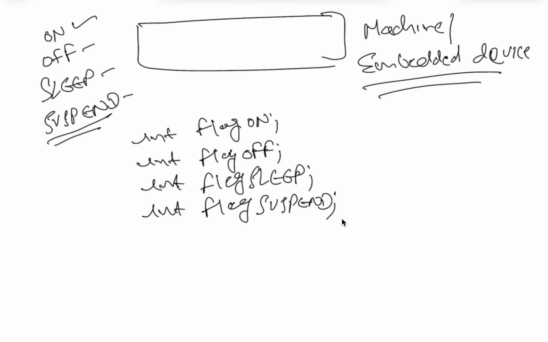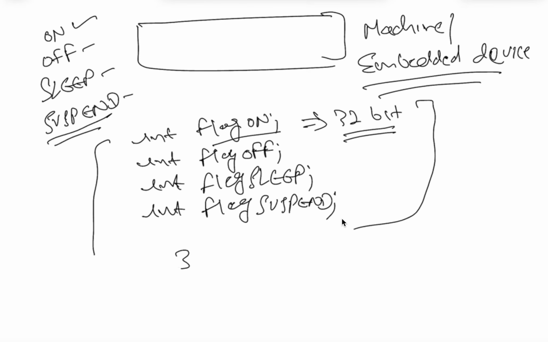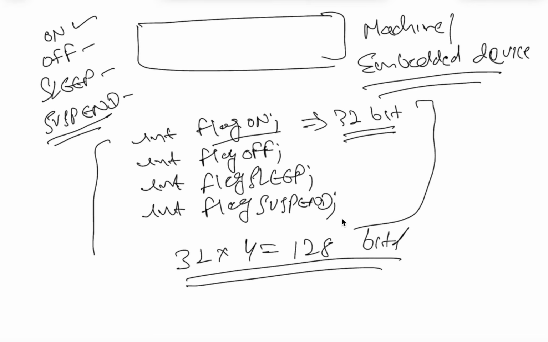By using an individual integer for each flag, you are consuming 32 bits if you are working on a 32-bit machine. An integer consumes 32 bits just to represent a single flag. If you want to represent all these flags, you have to consume 32 multiplied by 4, which is 128 bits of memory, just to represent these four flags.